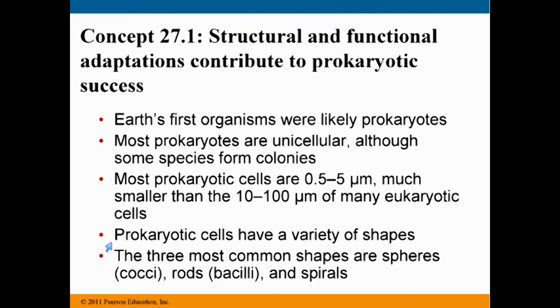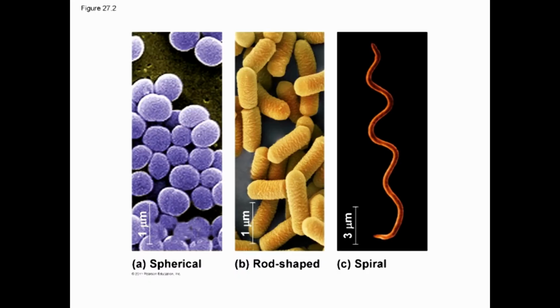Prokaryotic cells have a variety of shapes. The ones that we looked at in lab are the most common. Those are the spheres, which are the cocci, the rods, which are the bacilli, and the spirals, which come in a couple of different forms, but they are the curlicue-looking organisms. Here's a picture of each of these. So here's the cocci, the bacilli, and the spiral-shaped.